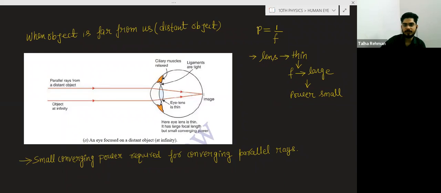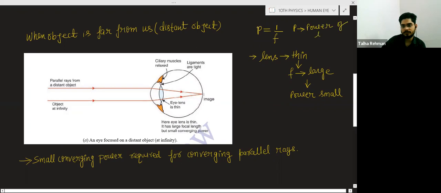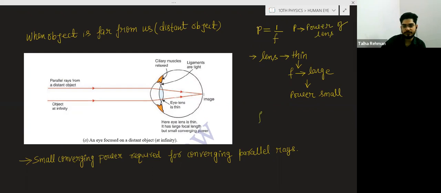So I am writing here what is P, power of lens. Okay, what is F? I should write here focal length.